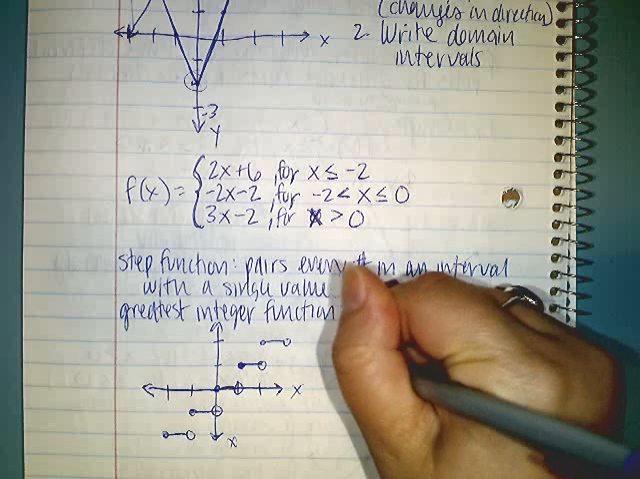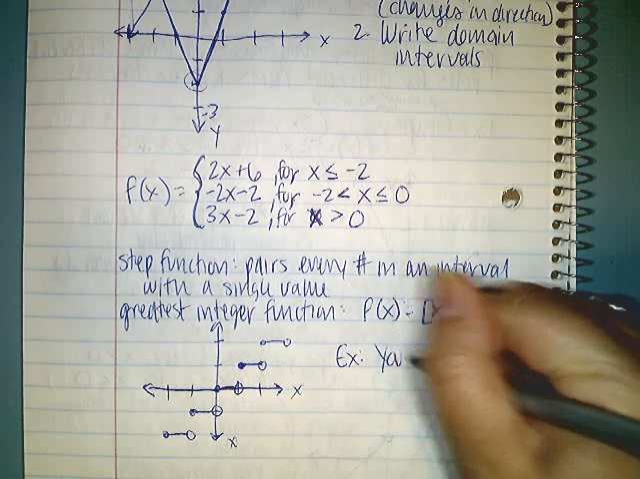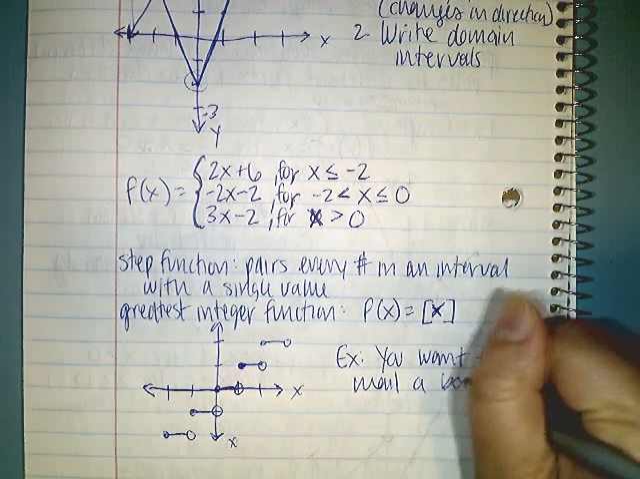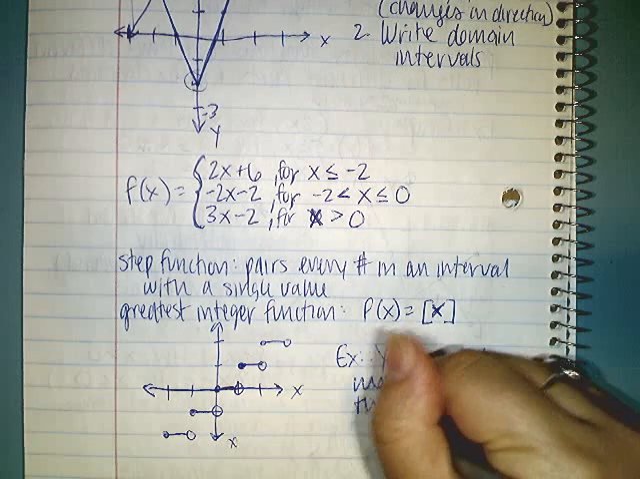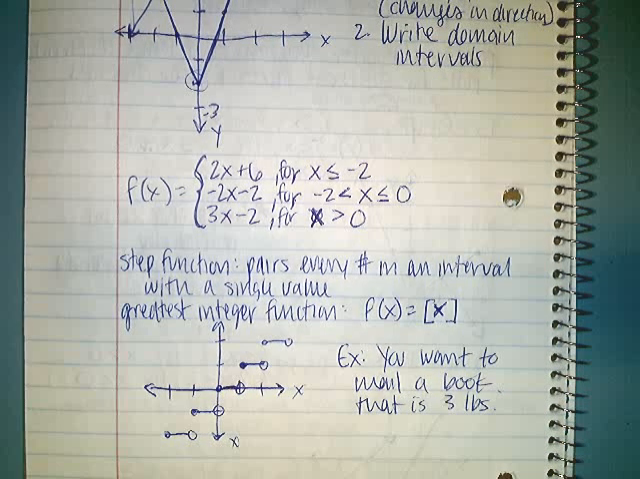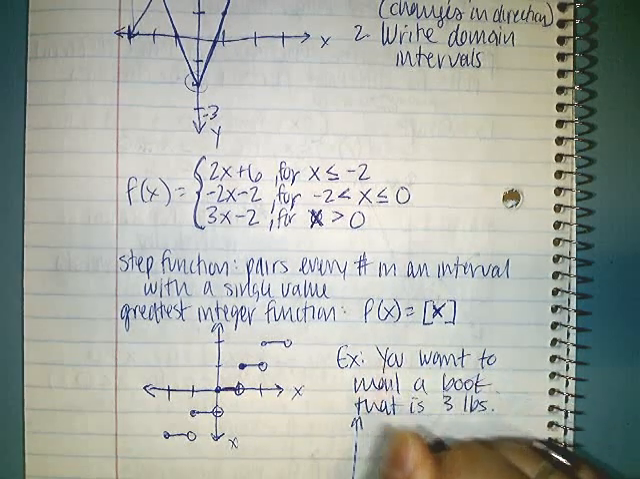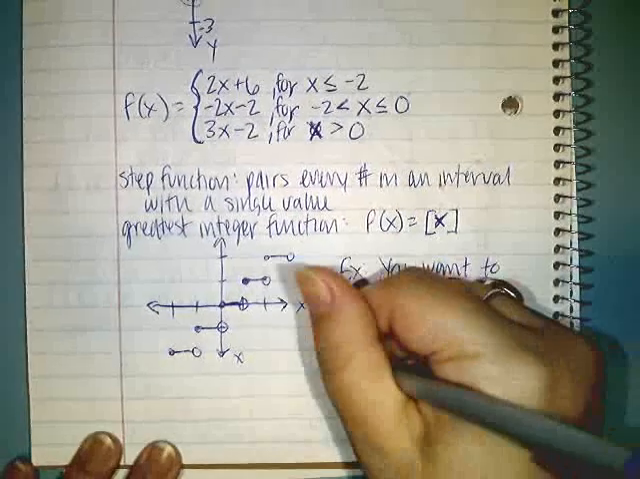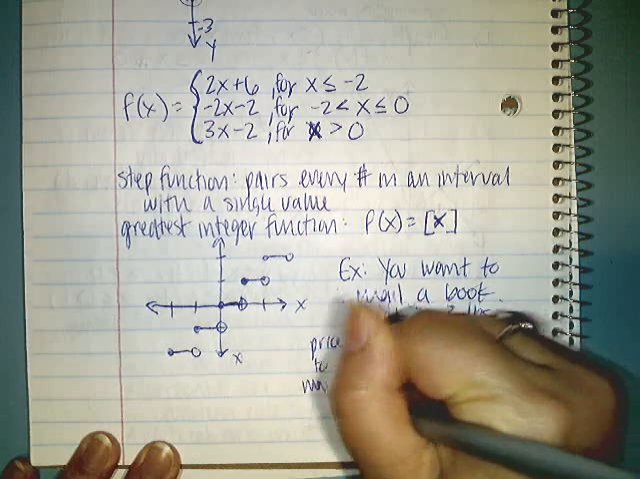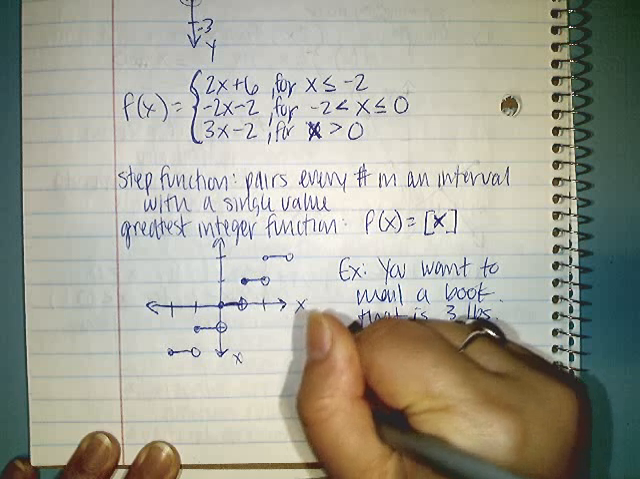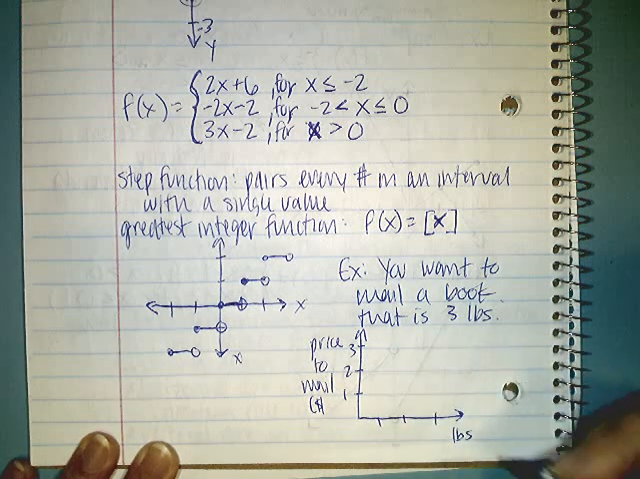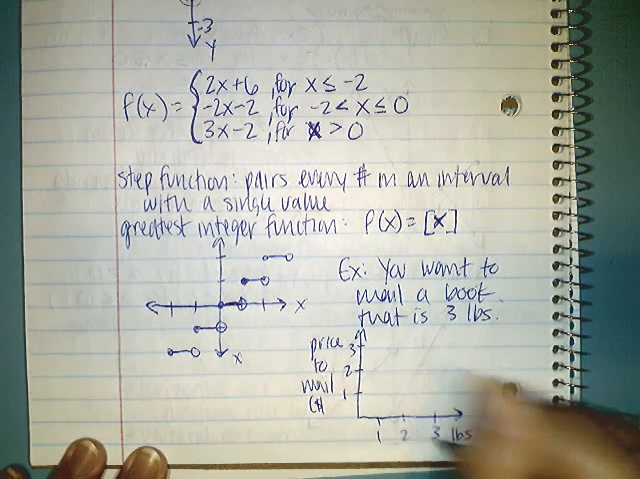The last thing I want to say is this is going to be important. For example, if you want to mail a book that is 3 pounds, I want us to use the graph I'm going to draw here. So I have a graph here that I'm drawing. This is the price to mail, in dollars, 1, 2, 3. 1, 2. This is the pounds of the package. So this is again 1, 2, 3.